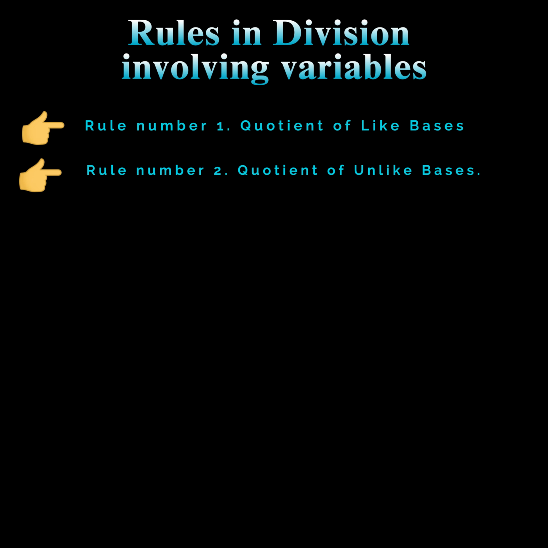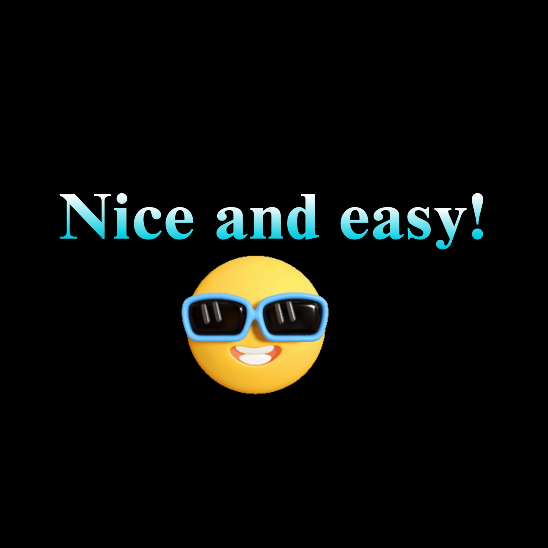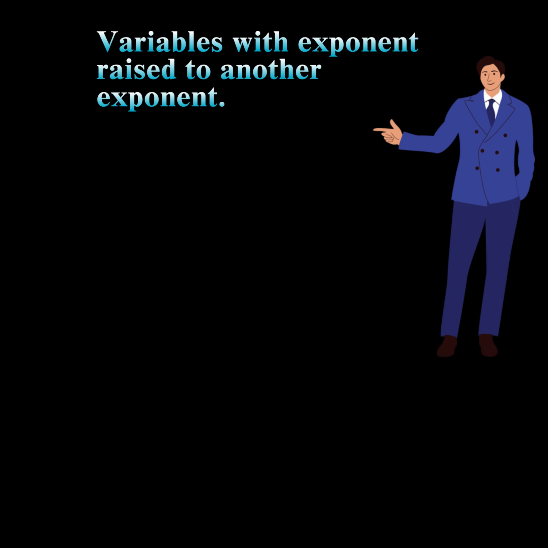Quotient of unlike bases. If the bases of the variables are not the same, then same with multiplication, we simply copy them and no further simplification is required. For example, 4x squared divided by 2y cubed. Dividing their coefficients, we have 2, and then simply copy the variables along with their exponents. Therefore, 4x squared divided by 2y cubed equals 2x squared over y raised to the power of 3. Nice and easy. Then, lastly, let's consider variables with an exponent raised to another exponent.